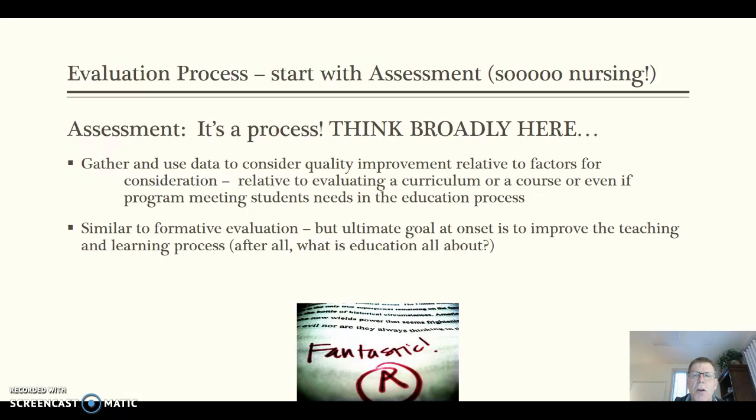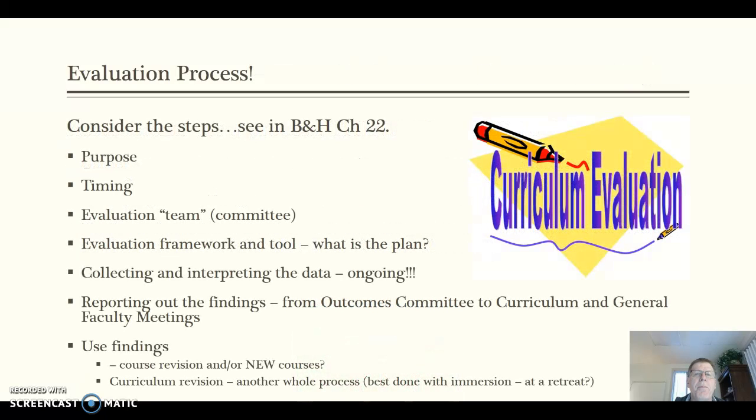All right, the ultimate goal in all this is to teach to some type of outcome effectively, so that students learn what our goals are, or learn what we're selling, so to speak. So I think it's all about how that process unfolds. So think about the steps relative to evaluation process. So right now we are talking about program evaluation. Purpose, timing, an evaluation team, a framework for that, collecting data, which should be ongoing, all right, and then reporting out the findings. So these are the kind of things that the accrediting bodies like AACN and NLN do.